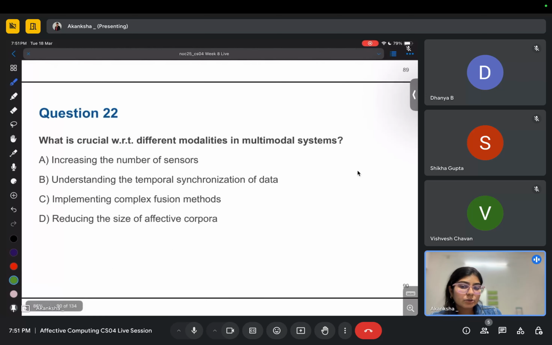Okay, what is crucial with respect to different modalities in multimodal systems? Increasing the number of sensors, understanding the temporal synchronization, implementing complex fusion methods, reducing the size of affective corpora. What is crucial with respect to different modalities? So as we discussed, if we are combining multiple modalities, one of the major concerns is the temporal synchronization.